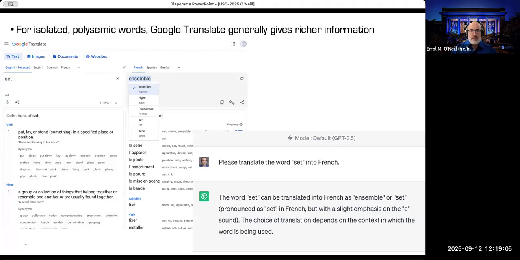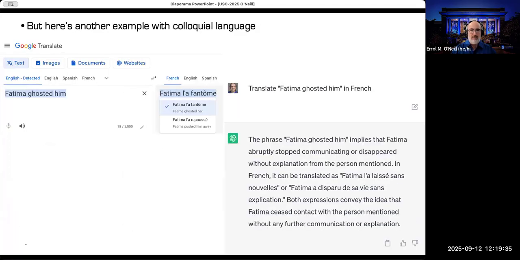With ChatGPT, it can give some descriptions, and I like to use the word set, S-E-T, in English, because it has over 100 dictionary definitions in the Oxford Dictionary. So it'd be nearly impossible for it to be right in every circumstance. But it does mention here that it can be translated as ensemble in French, but it does not give more detail, whereas in this case, Google Translate provides more to go from for students.